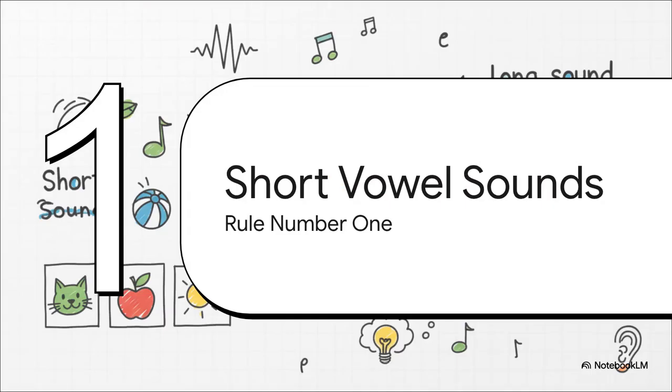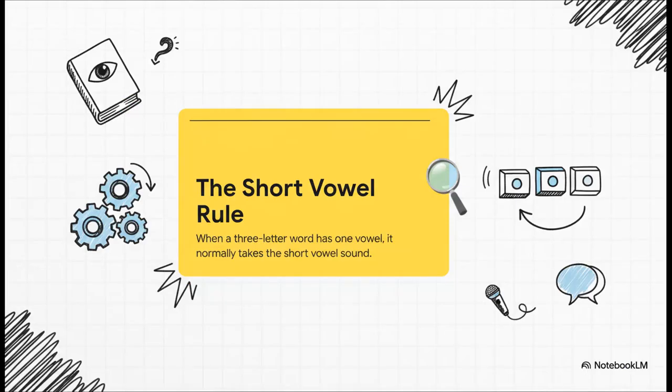We're going to start with the most fundamental rule of all. This is what we call the short vowel sound. You can think of it as rule number 1. It's the foundation for everything else. Okay, so here's the deal. When you see a short word, usually 3 letters, and it only has one of our 5 vowels squeezed in the middle, that vowel is almost always going to make its short sound. It's a really reliable pattern.